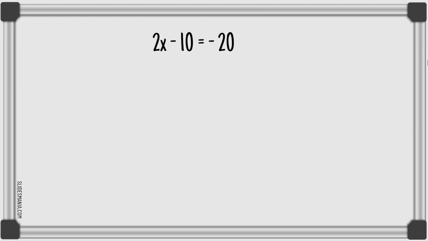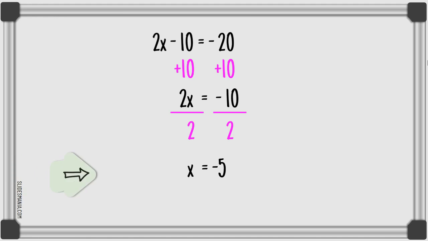Now we have a minus 10. So the opposite is plus 10. Now be careful, it's negative 20 plus 10. That equals a negative 10. Now divide both sides by 2. And x is equal to negative 5.